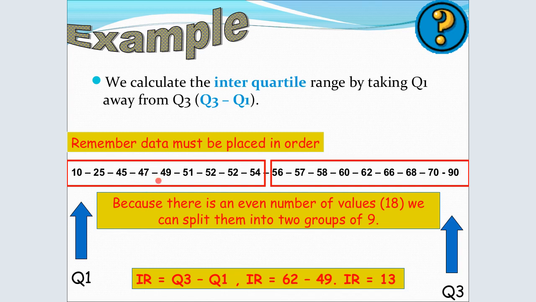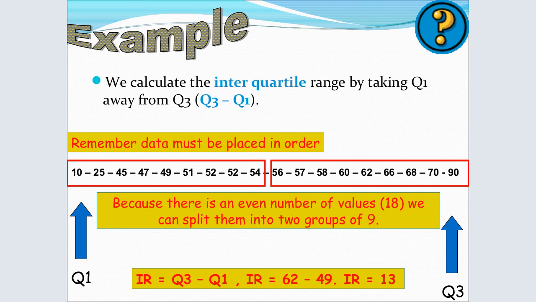Our 50 value for 4.75 is 49. Then we have 6, 7, 8, 9, 10, 11, 12, 13, 14. 14.25, you try to round off, it is 14. So it's going to be 62 for Q3.